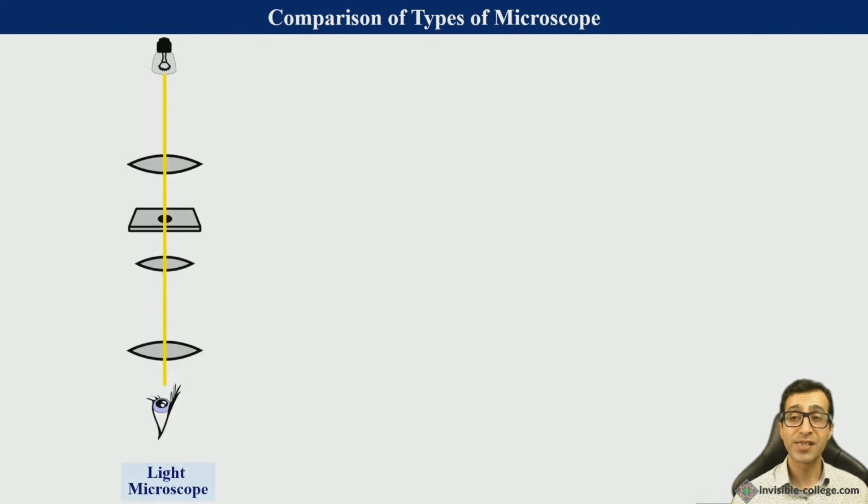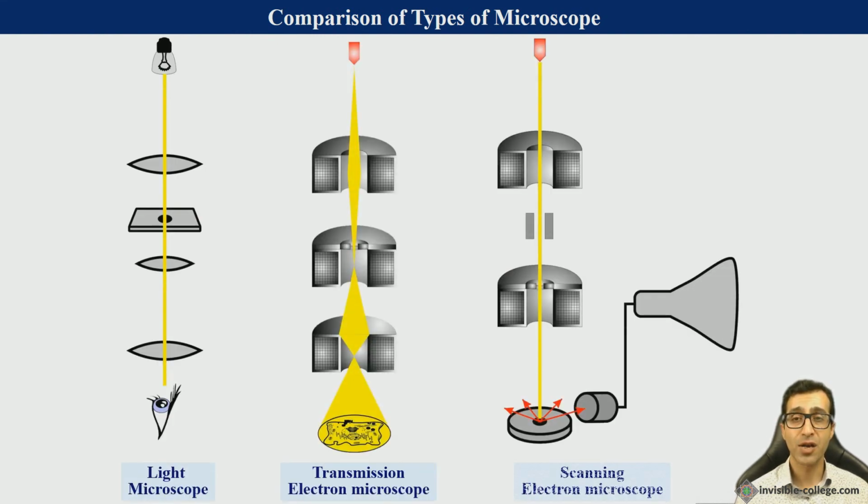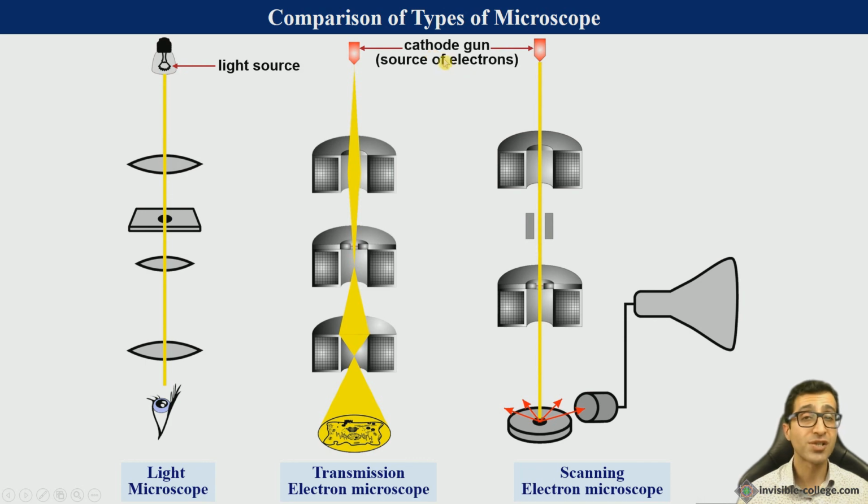So let's compare the two types of microscopes, or the three types of microscopes that we've looked at, and this diagram compares the three types here. So you can see here the light microscope uses a source of visible light, whereas the electron microscopes rather use a cathode gun, which is a source of electrons. We see here that we have a glass condenser lens which refracts and focuses the light onto the specimen stage here in the case of the optical microscope.